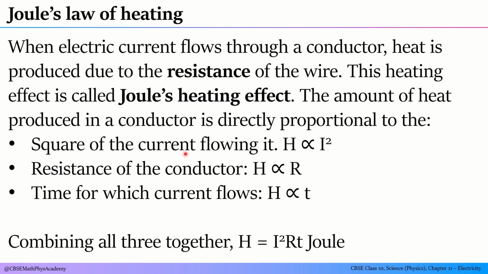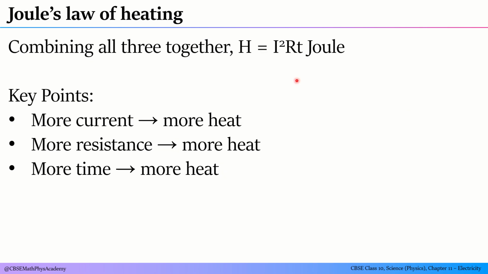The first factor is the square of the current flowing through the conductor, that is I square. The second factor is the resistance of the conductor. And the third factor is the time for which the current flows through the conductor. All are directly proportional. Combining all three together, the heat produced is equal to I square RT joules.